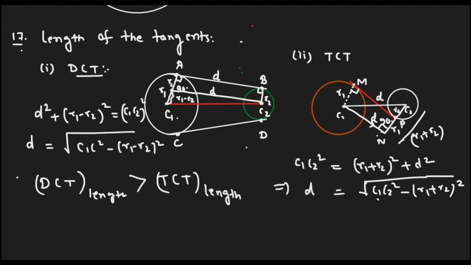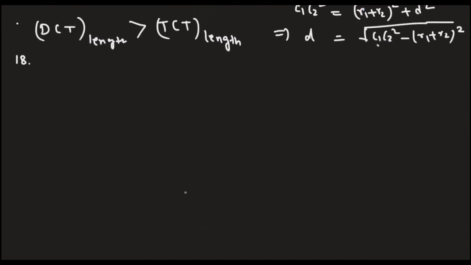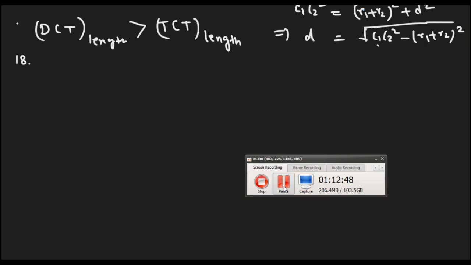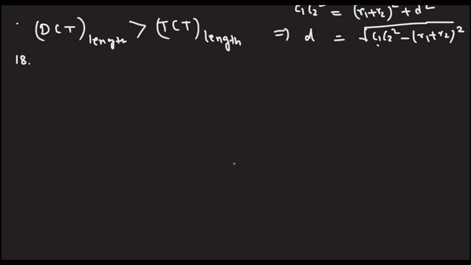Now we are discussing point number 18. Okay now, we go for point number 18 and we discuss something interesting here. In point number 18 we are going to describe the radical axis of two circles.